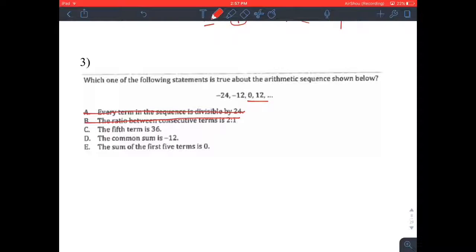Fifth term is 36. Let's see, we're adding 12 each time. So 1, 2, 3, 4. The fifth term is 24. That's not true. The common difference is negative 12. I don't think we're adding negative 12 each time. Boy, I hope this last one's the answer. The sum of the first 5 terms is 0. So that checks out, because we've got the first 5 terms here. That's 0 plus 0 is 0. So the answer is E.